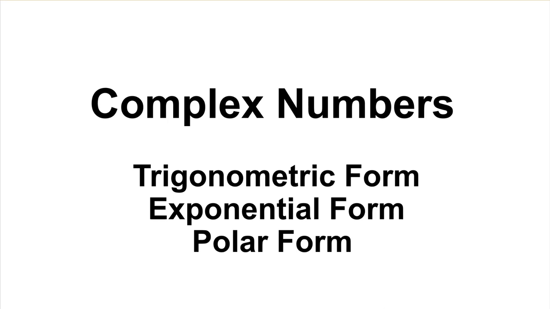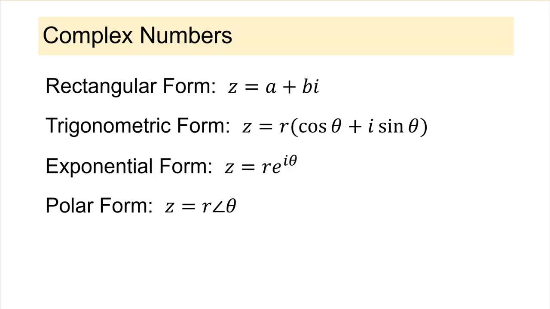Hi, in this video we're going to be talking about complex numbers in their trigonometric, exponential, and polar forms. In a previous video we talked about complex numbers in the rectangular form, z equals a plus bi. A was the real part of the complex number, b was the imaginary part, and i was the imaginary unit, which equals the square root of -1.